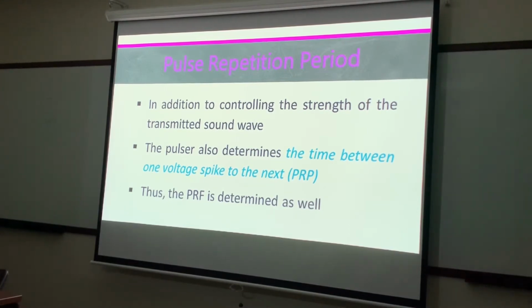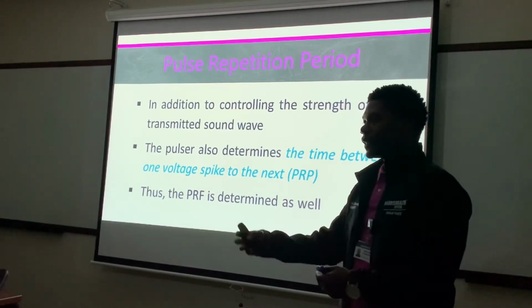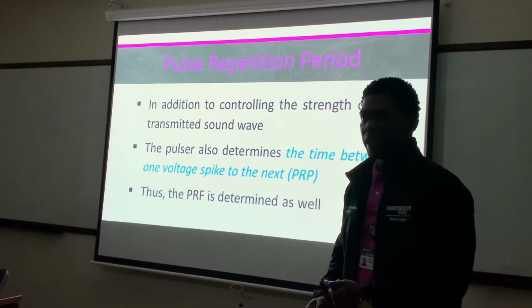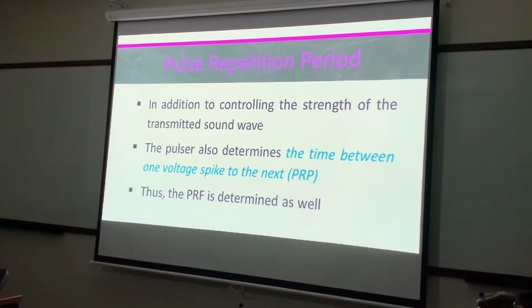The pulsar also determines the time between one voltage spike to the next. What's that determined by, guys? What's our PRP determined by? What determines the PRP? The depth. The depth, right? Because remember, we don't change our pulse duration. We only change the listening time. The only thing that changes is how far the sound has to travel. The length of the pulse is going to be the same regardless.